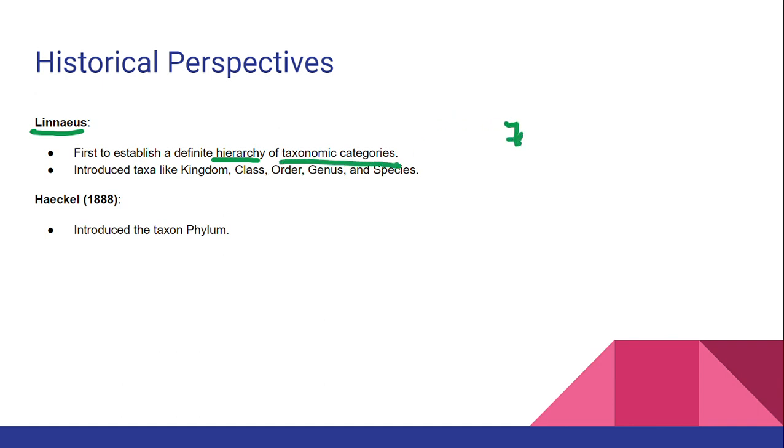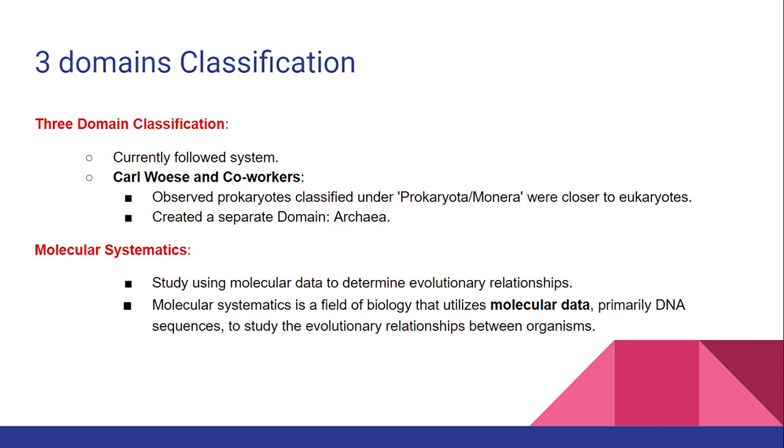See class, we know that 7 categories are there, but these categories are arranged in a sequence-wise manner. This is what we call the taxonomic hierarchy. He introduced the taxa kingdom, class, order, genus and species. And who introduced the taxon phylum? Haeckel was the one who introduced the taxon phylum.